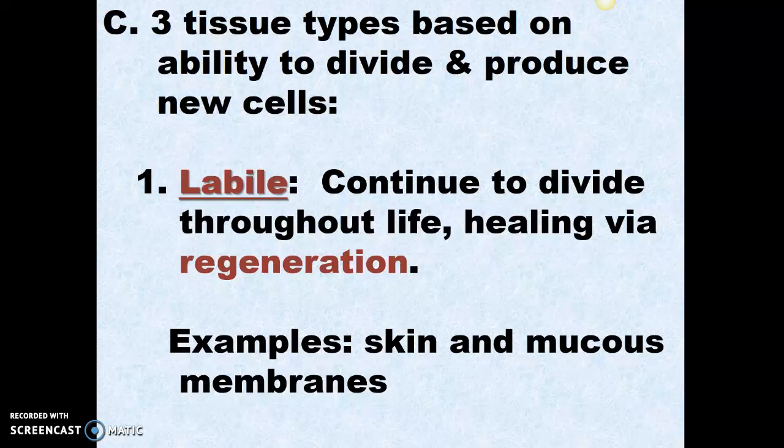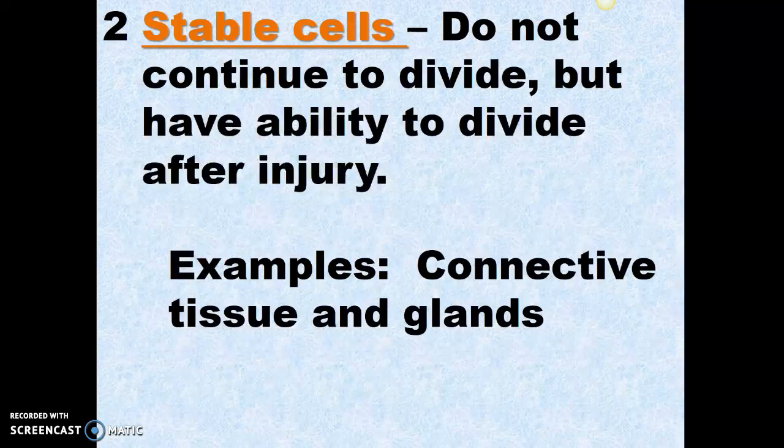Skin and mucous membranes. You've got your stable cells, which do not continue to divide, but if you should cut yourself, they will repair themselves. So connective tissues, glands, the liver can repair themselves if cut, but they're not continually dividing and sloughing off.